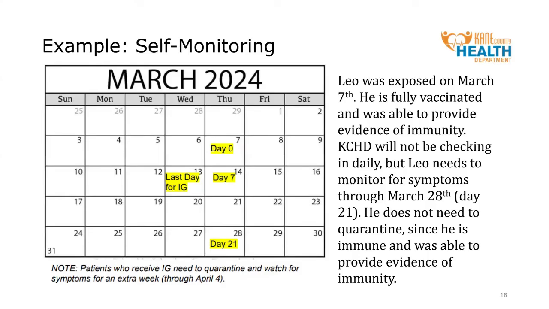In this example, the contact's name is Leo. Leo was exposed to measles on March 7th. He is fully vaccinated and able to provide evidence of immunity. Because of his immunization status, based on what we know for immune contacts, Leo needs to self-monitor for symptoms through day 21 after the date of his exposure to measles, which would be through March 28th. Since Leo is immunized, Kane County Health Department does not need to check in daily with Leo. Additionally, he does not need to quarantine. However, if he does develop symptoms during his symptom monitoring period, his status is changed to case, and he will need to isolate for at least 4 days after the onset of the rash.